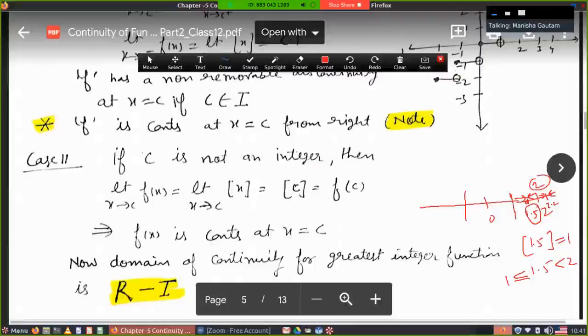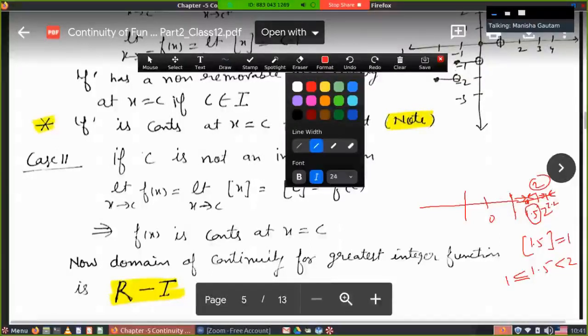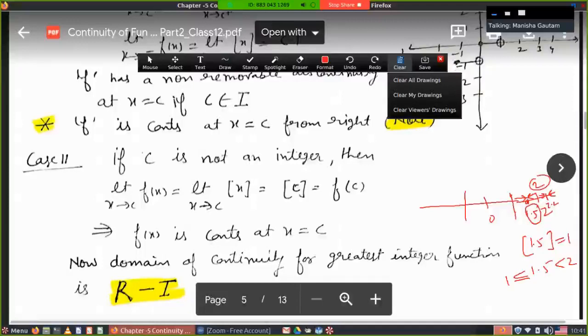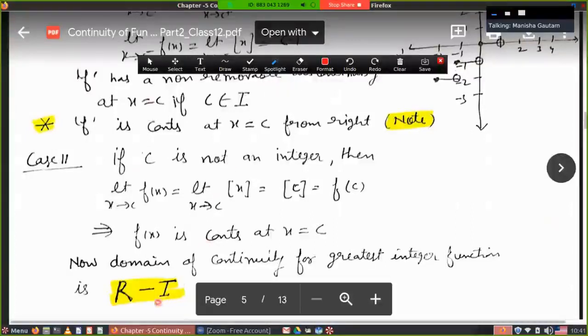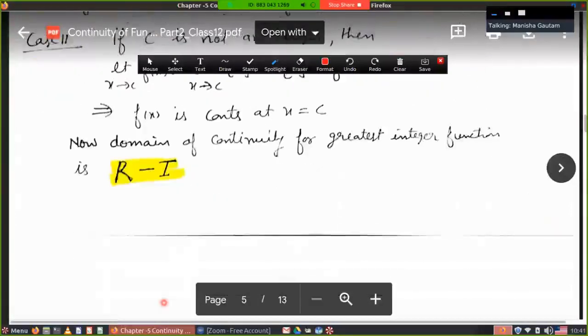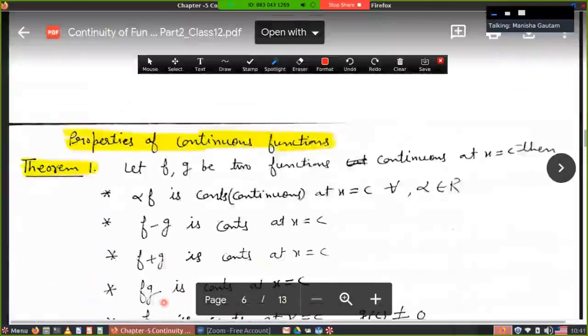So the domain of continuity will be real numbers minus integers. Here it is written: real numbers minus integers. Now, next come the properties and theorems regarding the continuity of functions.